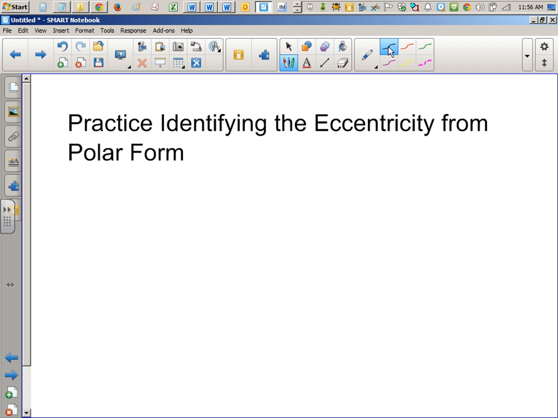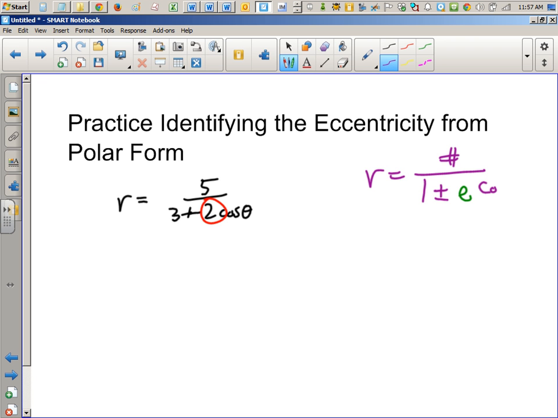Okay, let's practice identifying eccentricity before we move on. Let's say you're given r equals 5 over 3 plus 2 cos theta. Am I saying that the eccentricity is 2? No, not quite. You have to make it look like this before you can identify your eccentricity. Okay? So this problem is problematic. If there's something wrong with this picture, you'll notice that I have a 3 where I should have a 1. Okay? There's supposed to be a 1 right here, and that's not what I have.